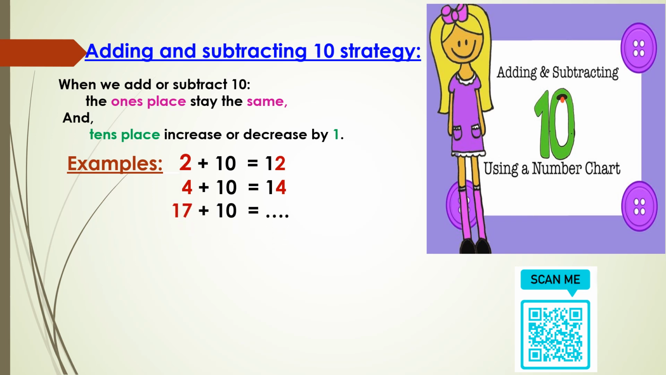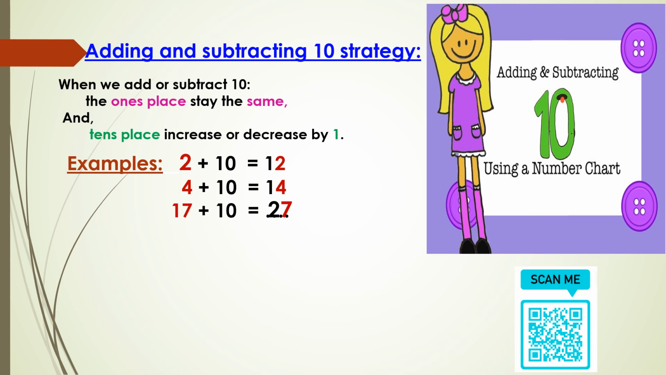Here we have 17 plus 10. I want to solve this addition problem using the adding 10 strategy. First, look at the ones place. The ones place here is 7. So we will write 7 as it is.